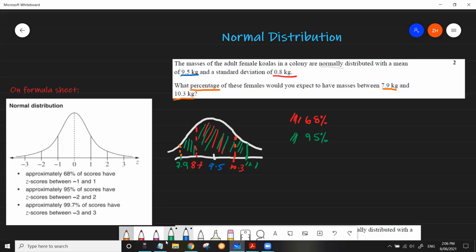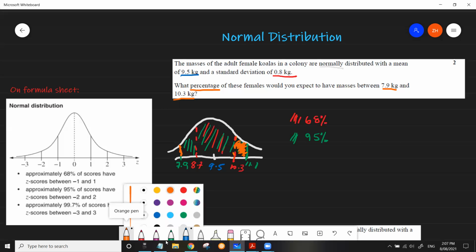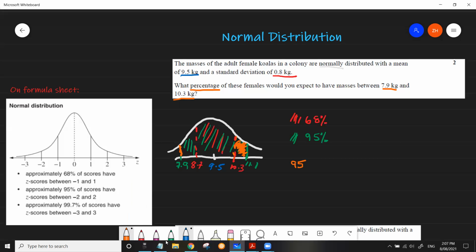What I need, though, is to get from our 7.9 up to our 10.3. So essentially I need that 95%, but I need to subtract the orange part over here. The way I'm going to do that is start with my 95%, subtract that 68%, which leaves me with those two outer parts, and divide by 2. I can do that because of the symmetry of the normal curve. That's going to give me 13.5%, which is this orange section on the right that we can see over here.